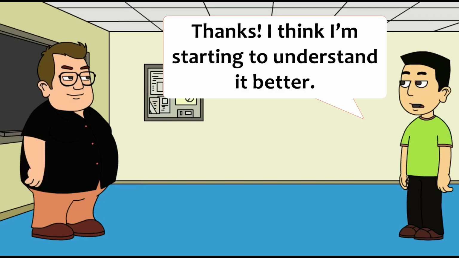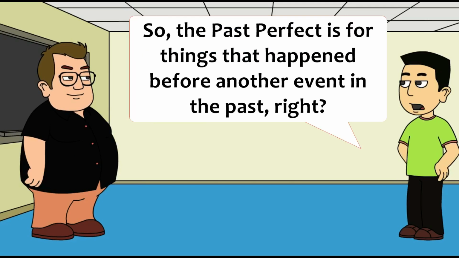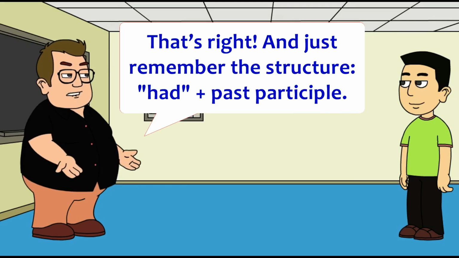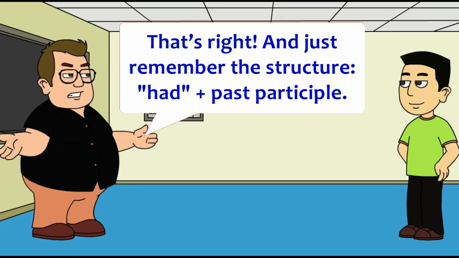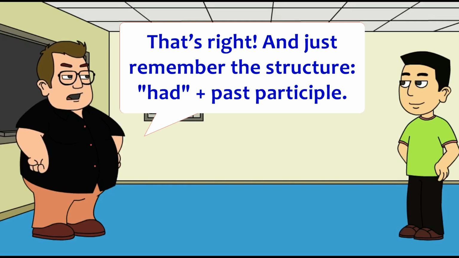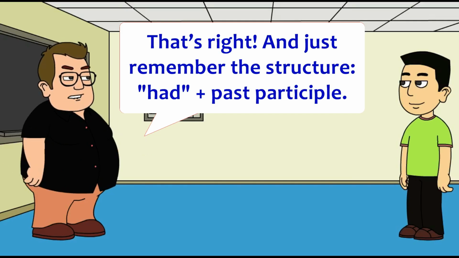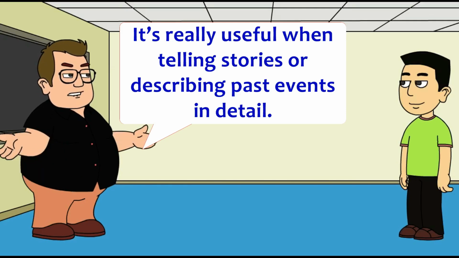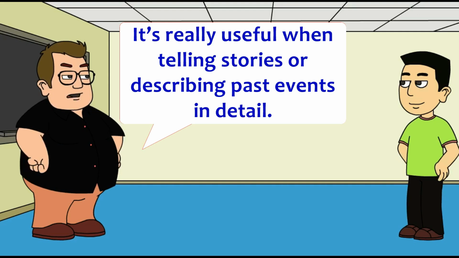Thanks. I think I'm starting to understand it better. So, the past perfect is for things that happened before another event in the past, right? That's right. And just remember the structure. Had plus past participle. It's really useful when telling stories or describing past events in detail.